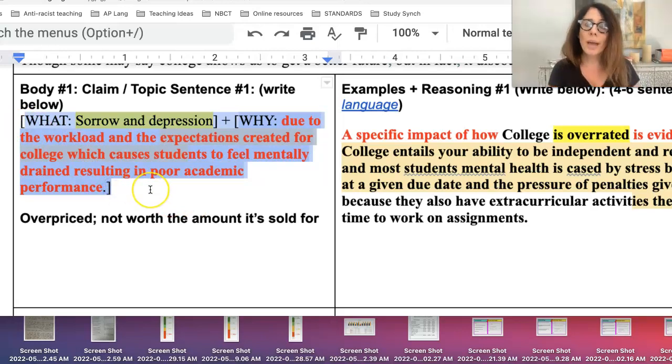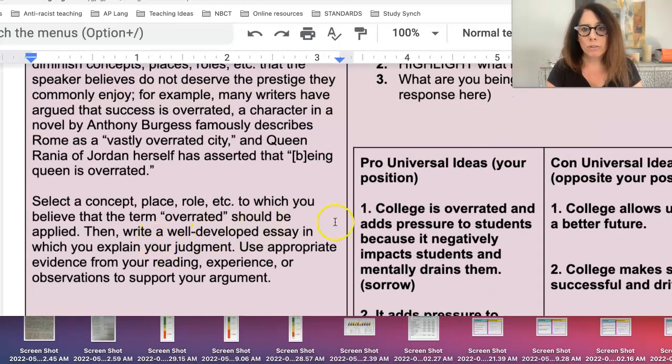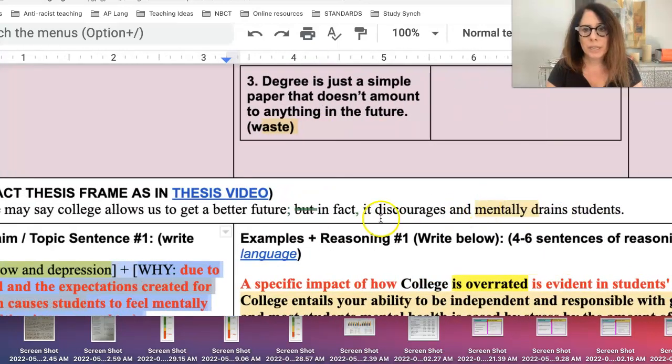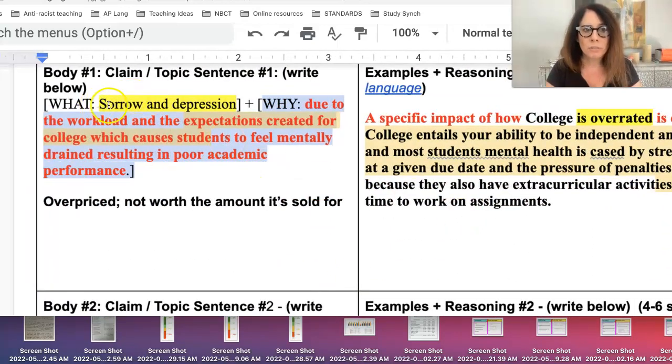Check to make sure that you have a sentence where the first idea from your pro chart, which is also the first idea in your claim in the thesis, drops down to be the foundation of your topic sentence or claim for paragraph 1, and then make sure you have a so what or a why after that. And just pause the video and check to see if you need to revise.